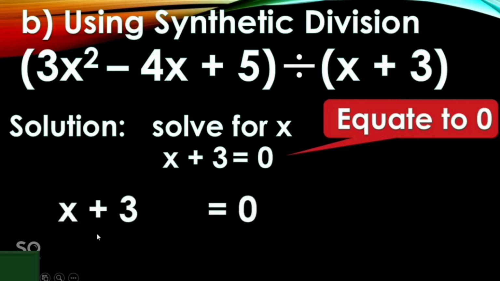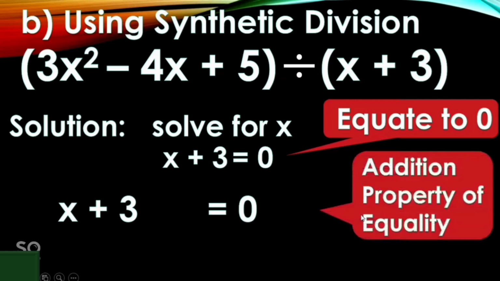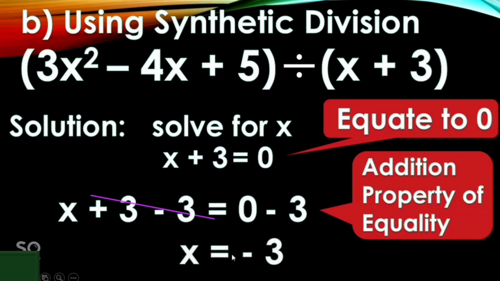And then we apply the addition property of equality. Okay, we add to both the left and right side of the equation. We have x plus 3. To solve for x, we need to add negative 3 to the left side and the right side. So 3 minus 3 equals 0. Then 0 minus 3 is negative 3. Therefore, the value of our x is negative 3. Okay, negative 3 will be our divisor.